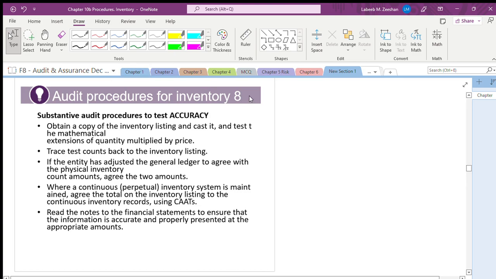Accuracy is nothing but it is a casting, that is, a total, as simple as that. Obtain a copy of the inventory listing and cast it. Cast is nothing but total. Is it right? We test the mathematical extensions of the quantity, multiplied by the price. Means we have to make sure that when we are talking about accuracy, we are talking in terms of accuracy in units, time, price.